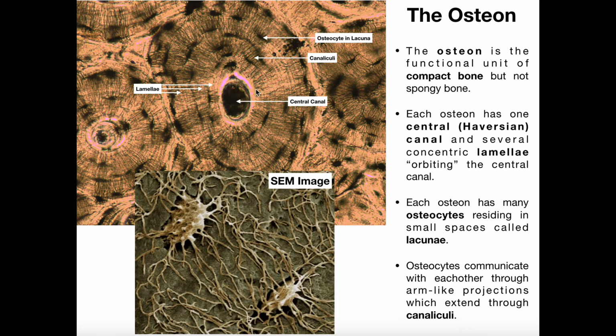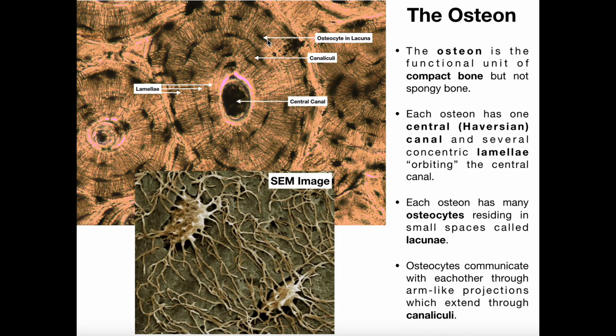Now again, we have concentric lamellae that lie in circles around the central canal. We also see here lacunae. These are these black dots, and there are going to be osteocytes that lie in those lacunae.